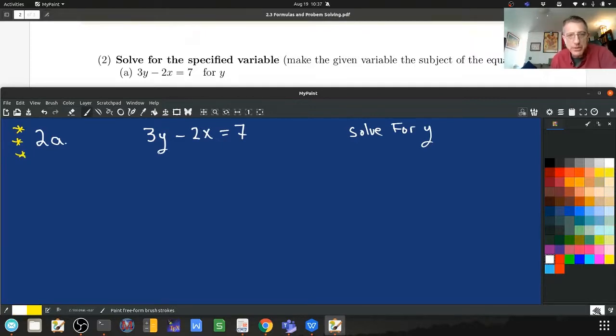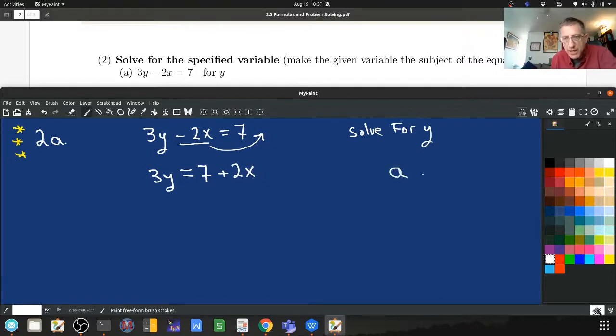So what do we do? We isolate our variable. Our variable term is 3y. So that means I'm going to take this 2x and put it on the other side. So my next step is going to be 3y, adding 2x to both sides, is equal to 7 plus 2x. And I'm going to give you a hint right here.